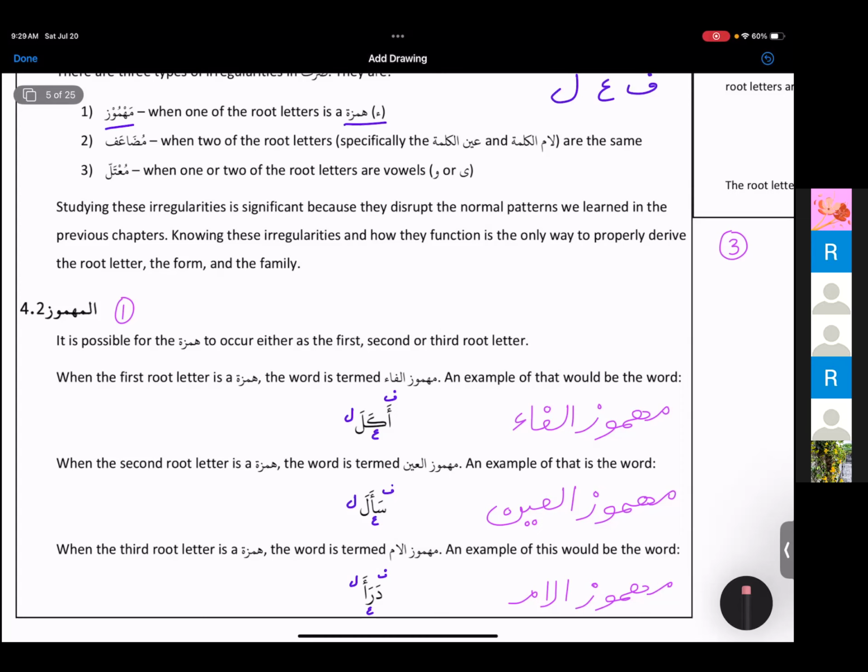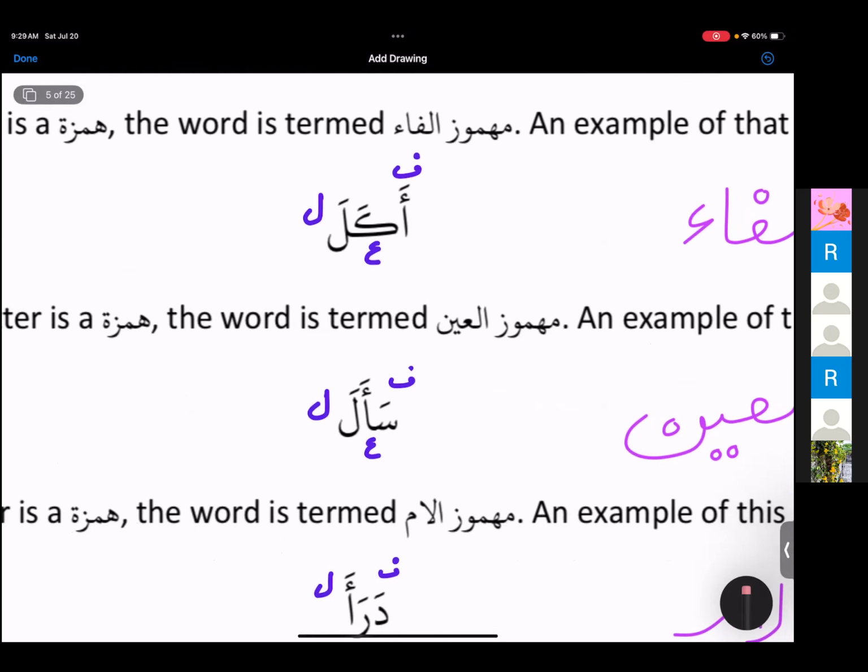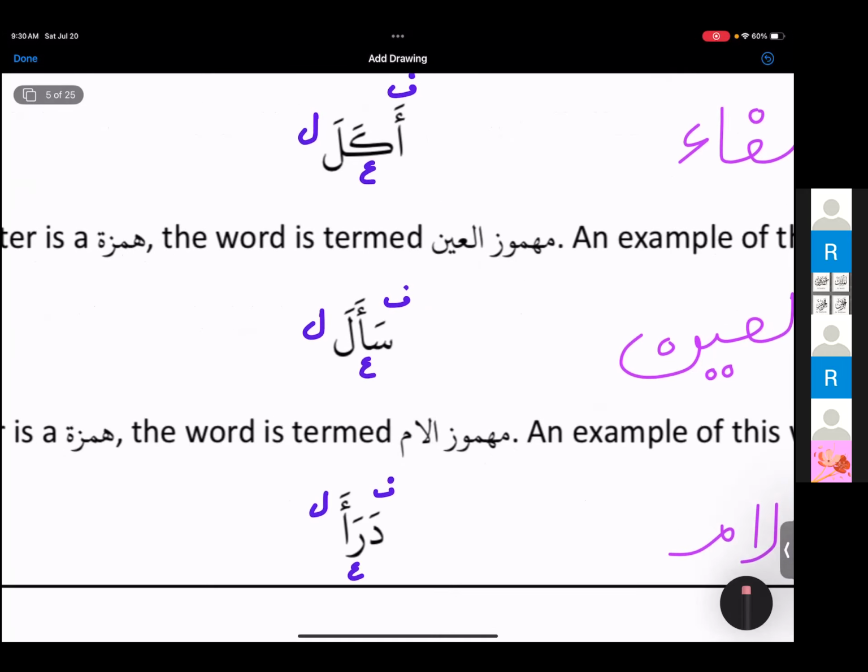Look at the second example. Sa'ala. What does Sa'ala mean? He asked. That is the difference between the English verb and our Arabic fi'l, because it has the doer in it. So Sa'ala means he asked. Now what are the root letters? Sin, Hamza, Lam. Where is this Hamza located? On the Ain kalima. So what are we going to call it? Mahmuzul Ain, because it is on the Ain kalima. Now, the third one.